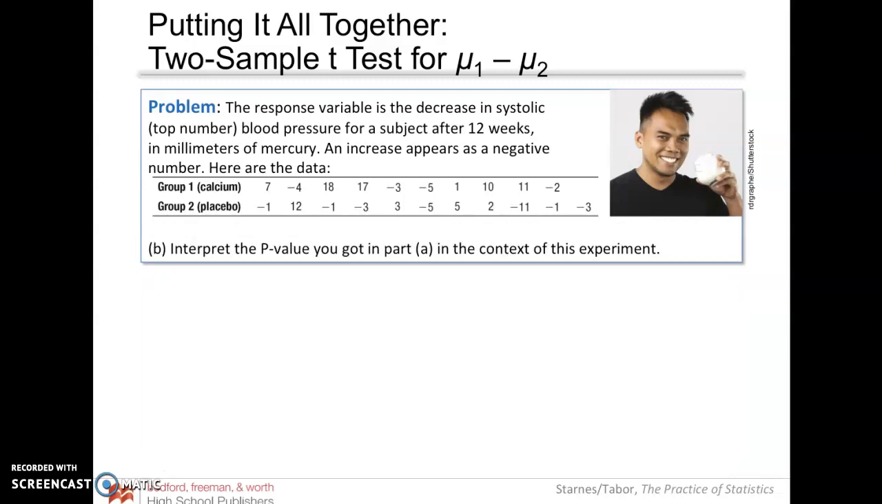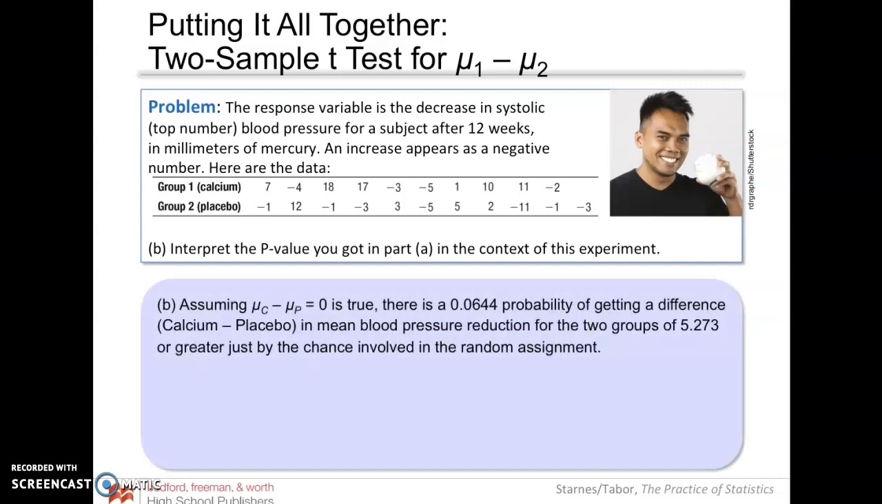Sometimes we are asked to interpret the p-value, and this is where we want to explain what it means. So assuming that mu sub c minus mu sub p is 0, which is our null hypothesis, assuming our null hypothesis is true, there is a probability of 0.0644 of getting a difference, calcium minus placebo, in mean blood pressure reduction for the two groups of 5.273 or greater by chance alone, just by the chance involved in the random assignment. So this is an interpretation.